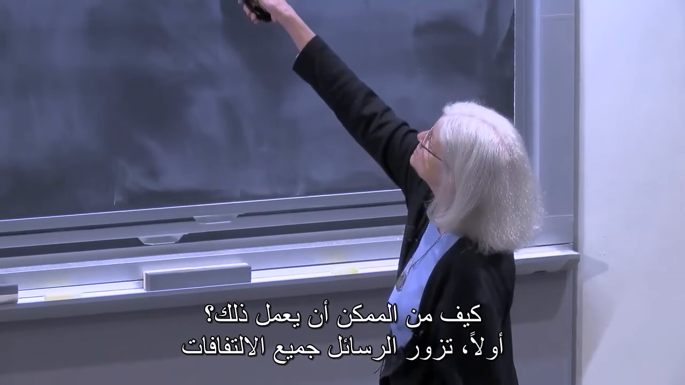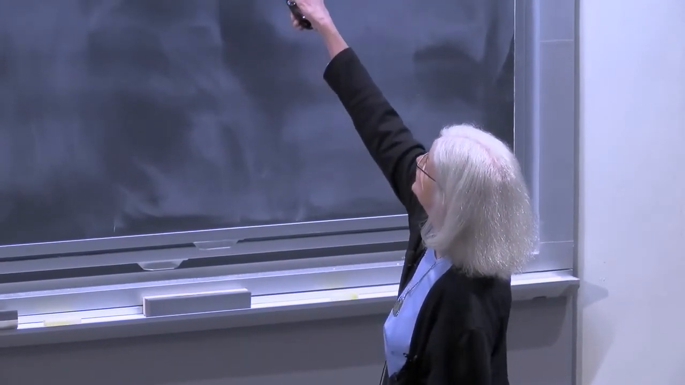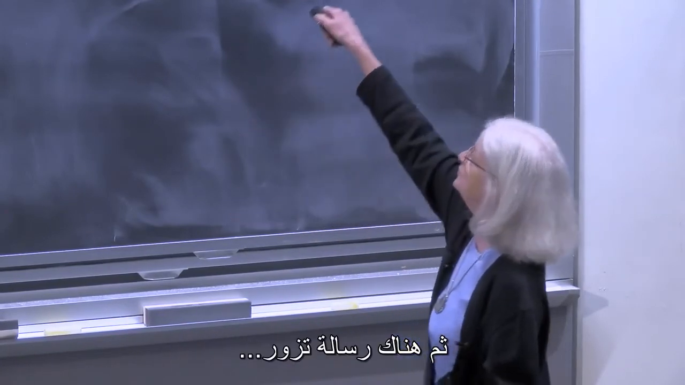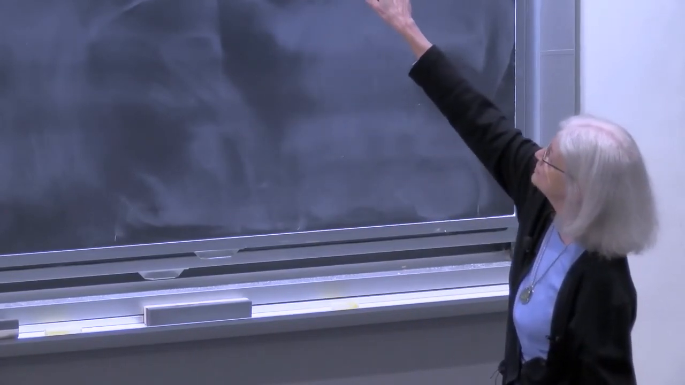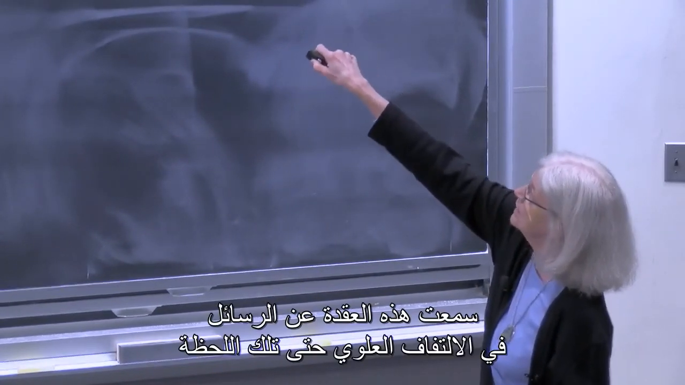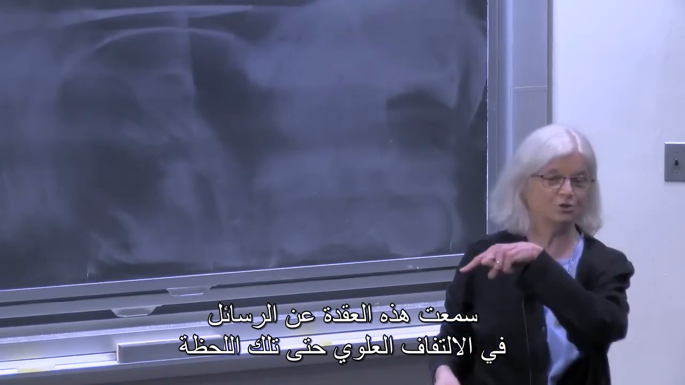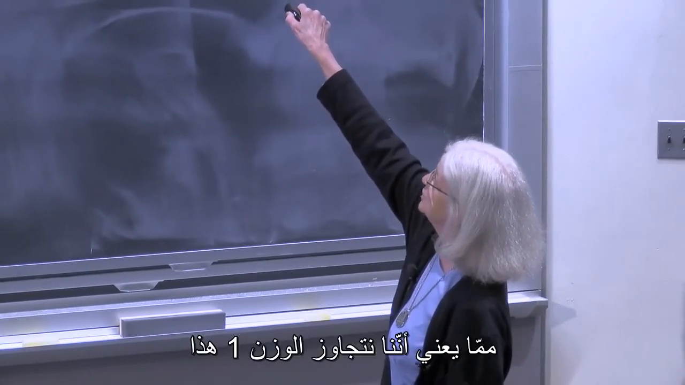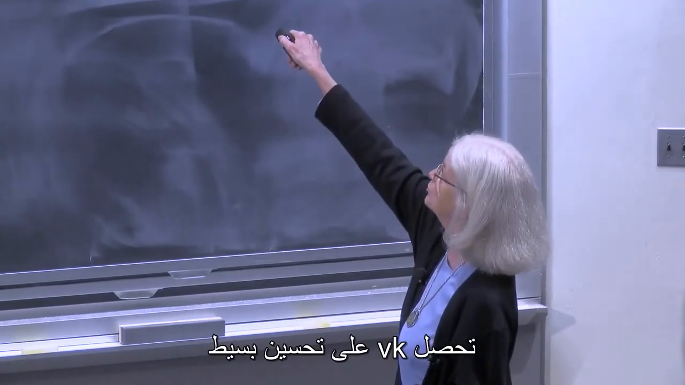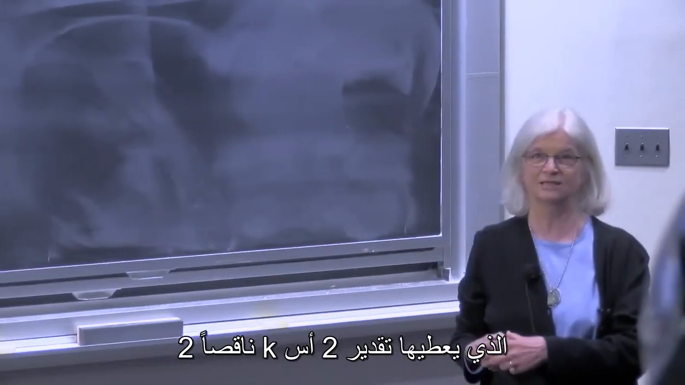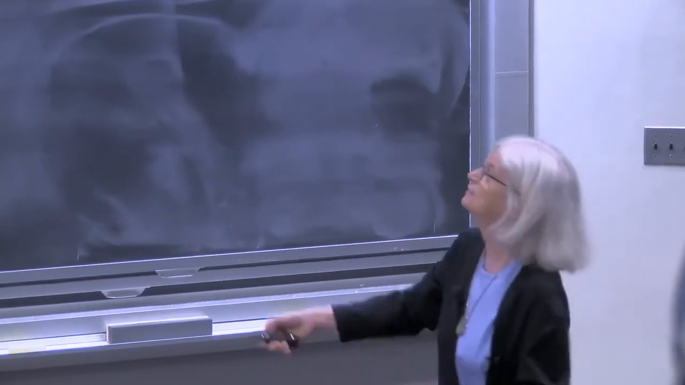So how might that work? First, the messages travel all the detours. Fine, Vk gets 2 to the k minus 1. Then, there's a message traveling, well, this guy sends a message on the lower link. So this guy has only heard about the messages on the detours up to that point. But he sends that on this lower link, which means you've kind of bypassed this weight of 1. So Vk gets a little bit of an improvement, which gives it 2 to the k minus 2 as its estimate. Okay? So what happens next?